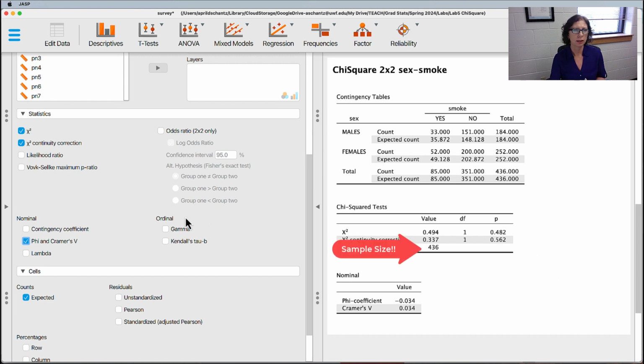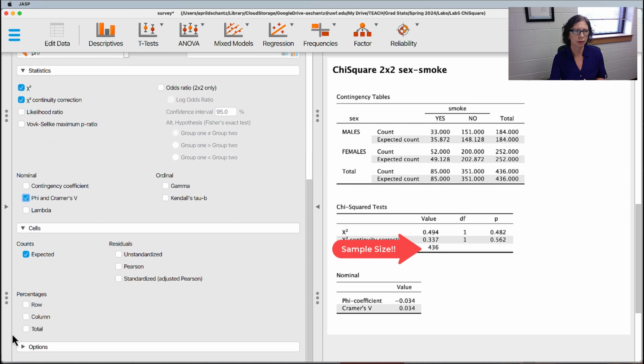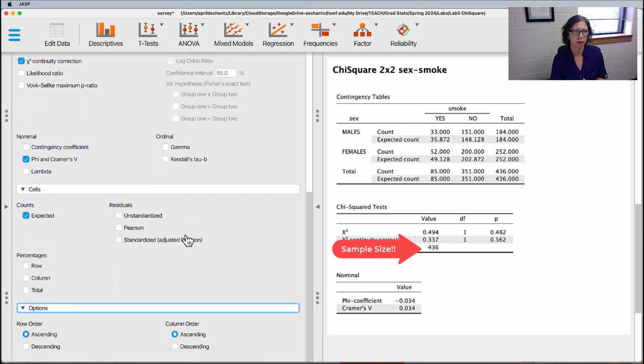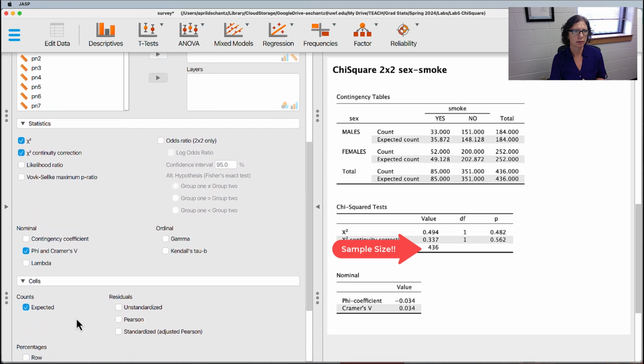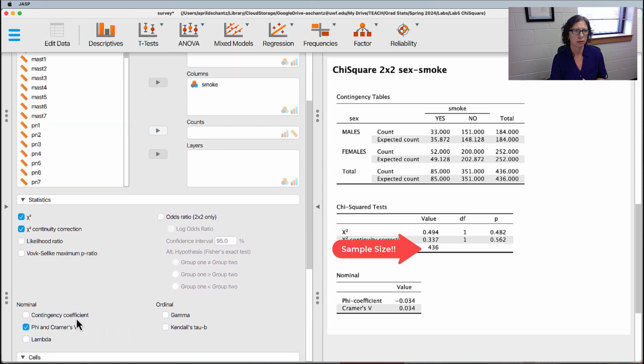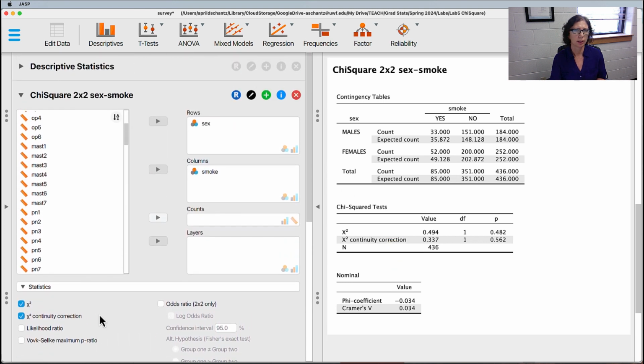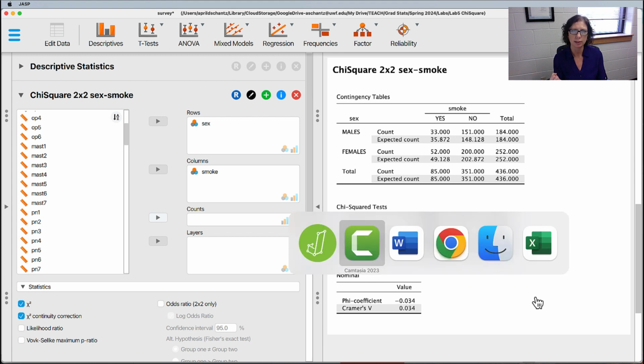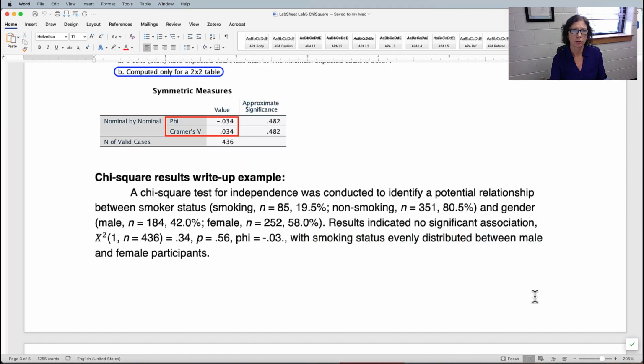Now, is there any other information we want in here? Let's double check. Nope, that makes sense. Okay, so that's the information for chi-square on a 2x2. And let's look at the write-up for this one. I'm going back to the SPSS lab sheet, and just looking at the write-up.